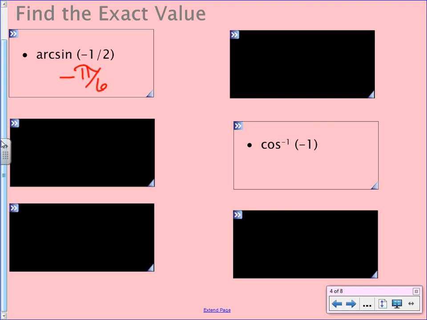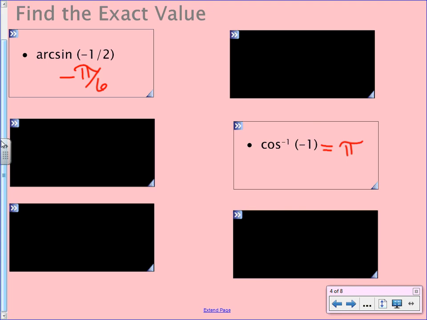Inverse cosine of negative 1. Basically, where's the cosine negative 1? Okay. Pi, right? And is pi in the range of inverse cosine? Yes. Inverse cosine goes from 0 to pi, so that's good.